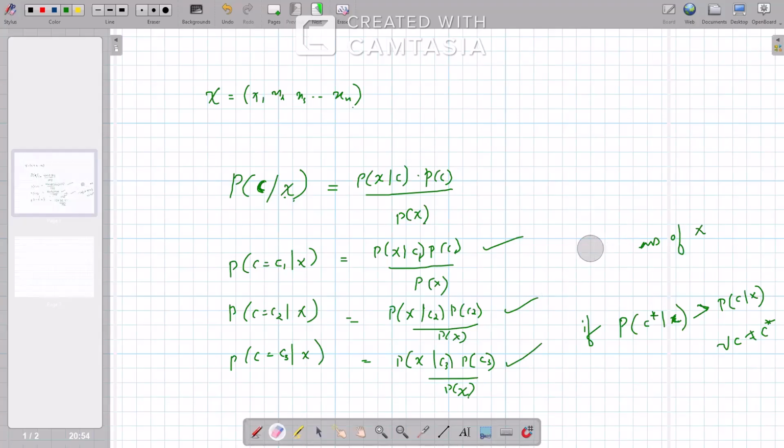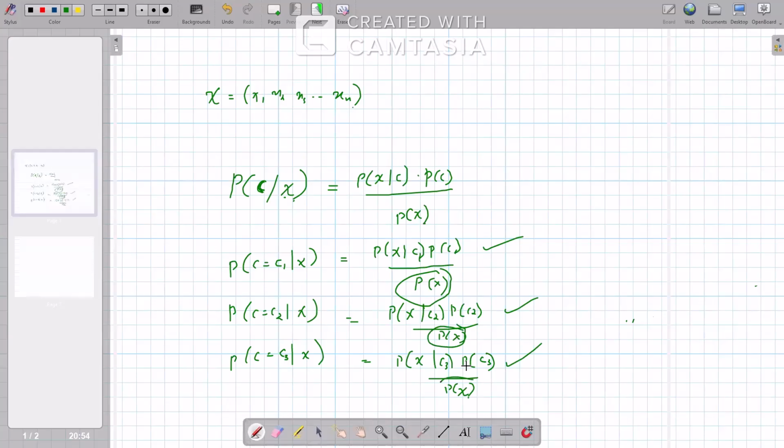So here, to check the maximum of these probabilities, you can see that this part is common for all, right? P of X is common for all, right? Is it clear?